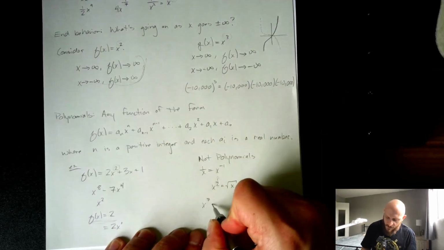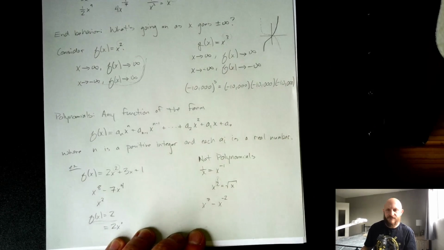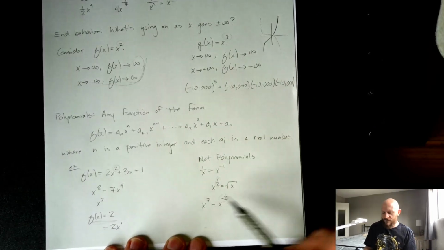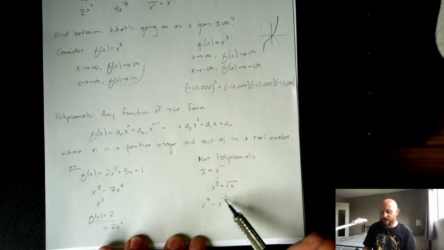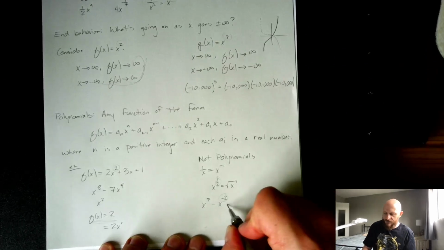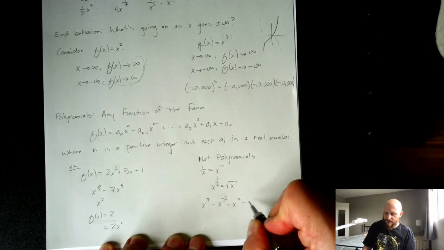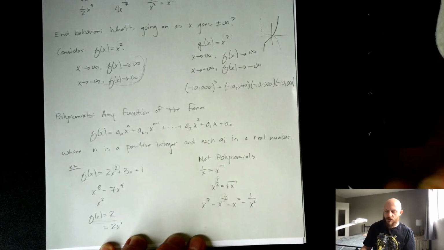x to the 7th minus x to the negative 2nd. Again, because this is a negative power, it's not a polynomial, and this is the same as x to the 7th minus 1 over x squared. Yeah, not a polynomial.